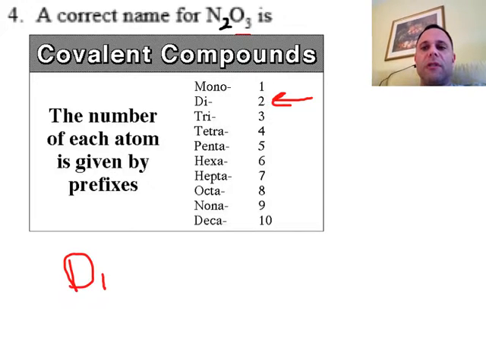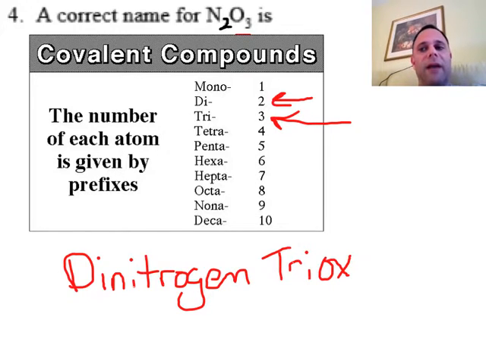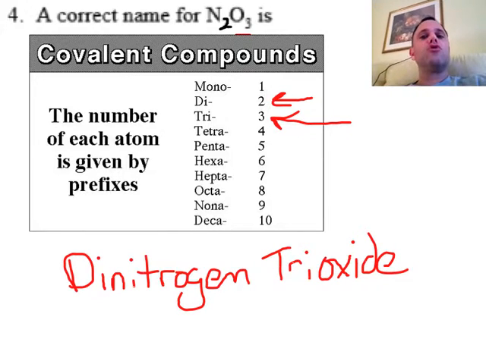We would call this dinitrogen. And how many oxygens? 3. Triox, and we modify the end with an IDE ending, trioxide. So this is called dinitrogen trioxide.